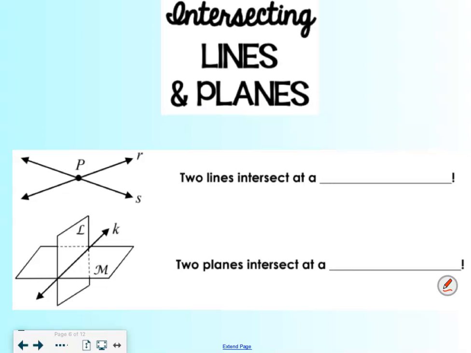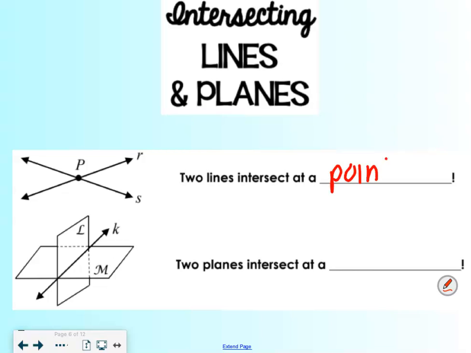Okay, so now if we have these things that intersect each other, what happens? If I have two lines that intersect, what do they form at their intersection? A point. A point, right? So two lines intersect at a point. Good job.